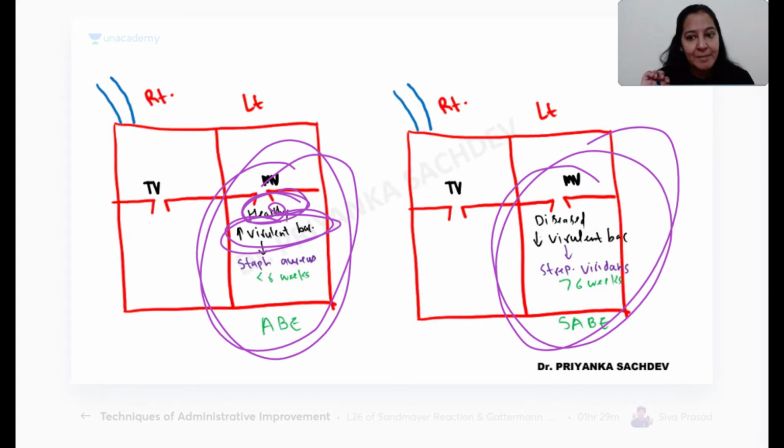What is the example of more virulent bacteria? Example is Staph aureus. And the bacteria is very powerful. It will take less than 6 weeks to damage the walls and to cause the vegetations over it. So it is known as ABE.